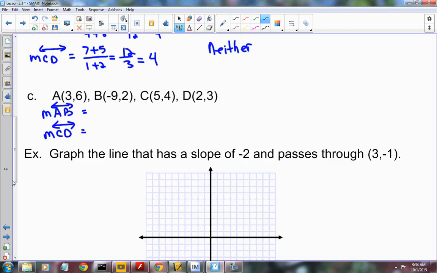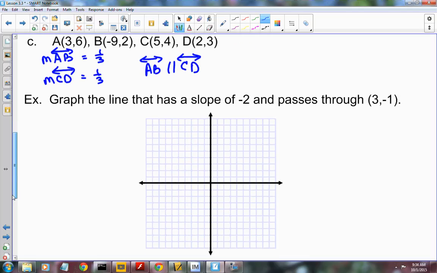Okay, so what do we get for the slope of AB? 1/3. Okay, what about CD? 1/3. What does that tell me? That they're parallel. So remember, the appropriate notation would be AB is parallel to CD, just like that. If they have the same slopes, they're parallel. If they have opposite reciprocal slopes, then they're perpendicular. All right, last two. This one's super easy.